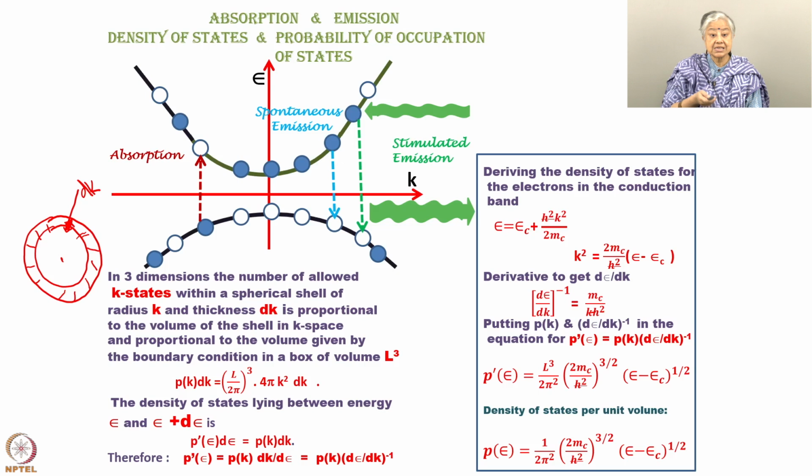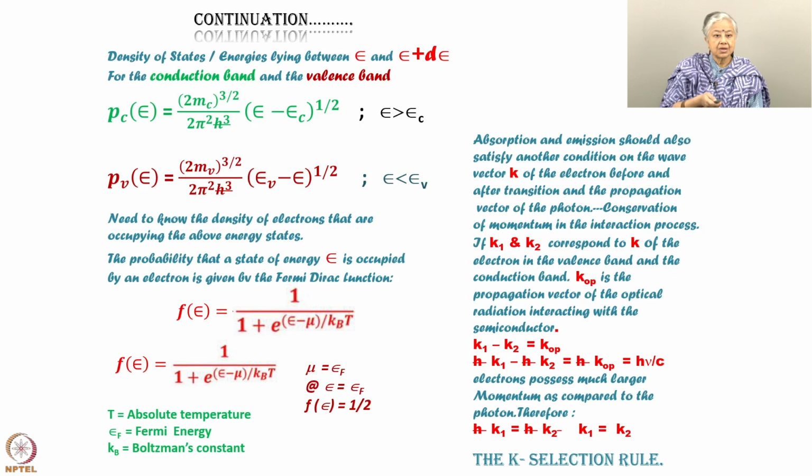So, this is the density of states for the electrons I derived, and you can do the same thing for the holes, exactly the same thing. Here I just write down the density of states, energies lying between E and E plus dE, for the conduction band and also for the valence band. The green one is for the conduction band, and the one in brownish red is for the valence band. I have put this factor C here, which shows the conduction band, and I have put this factor V here to show this is for the valence band. So, this is the density of states in the valence band. This is the density of states in the conduction band.